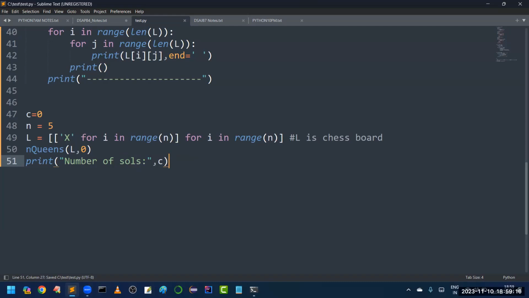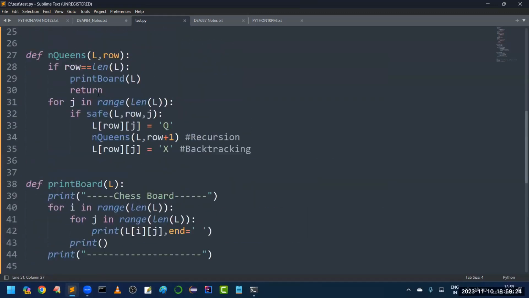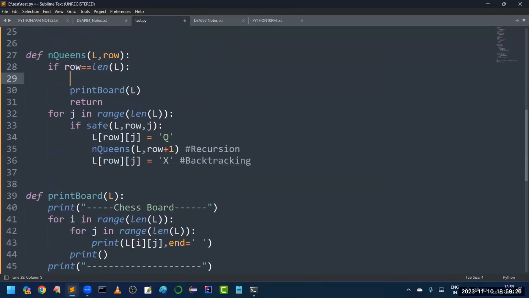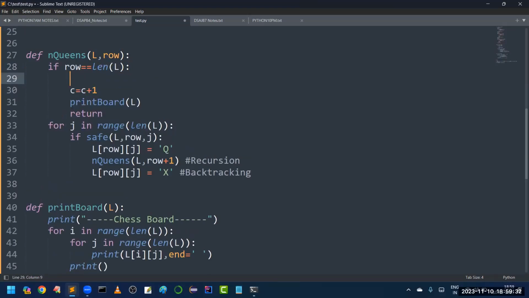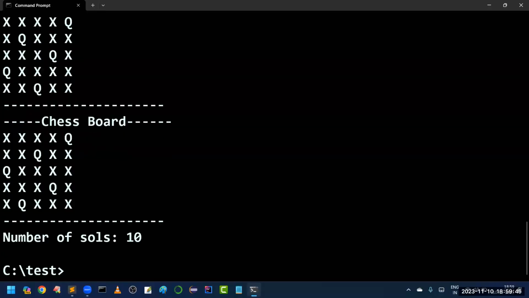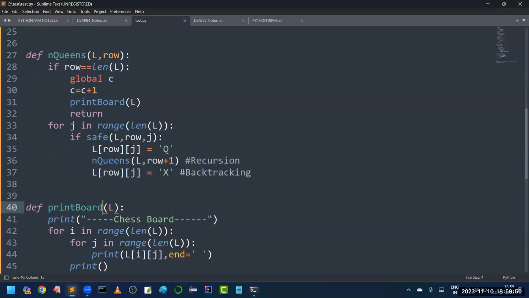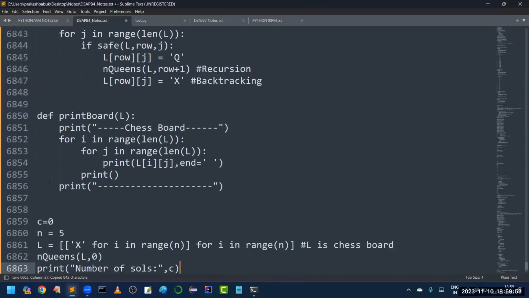And where it will start, wherever the condition is satisfied, like whenever the row value and length are equal. This is the solution, right? Once you are getting the solution, I am going to take c is equal to c plus 1. And please make sure, since it is functional programming, it will take the local value. That's why you need to declare manually, saying global c. That means it is going to take the global value and it will print. Now you can see. So total how many solutions are we getting for these? 10 solutions.